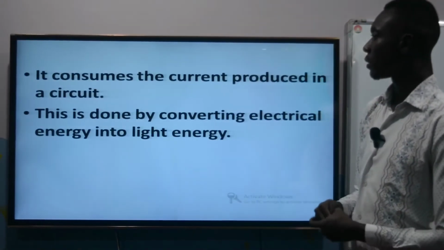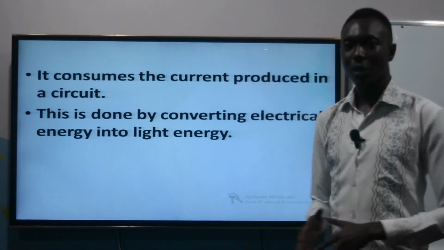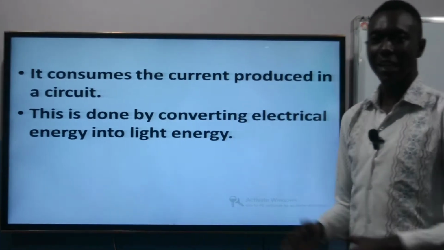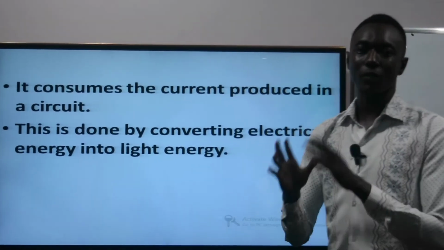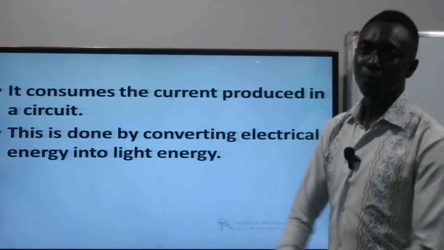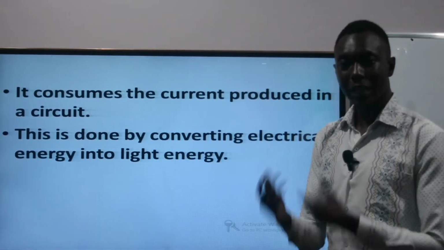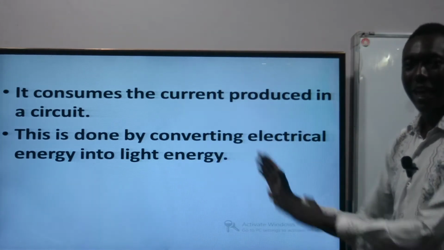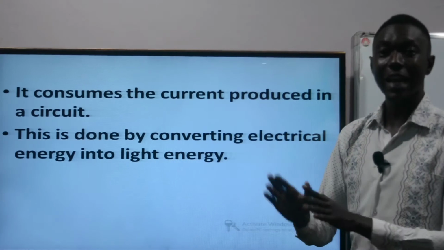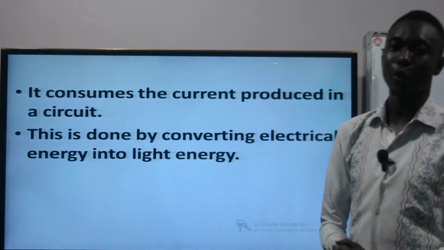What is the function of bulb? 1. It consumes the current produced in a circuit. In other words, it makes use of the current that may be produced in a circuit. How does it do it? It converts electrical energy into light energy. And that's how come we get light in our various homes.